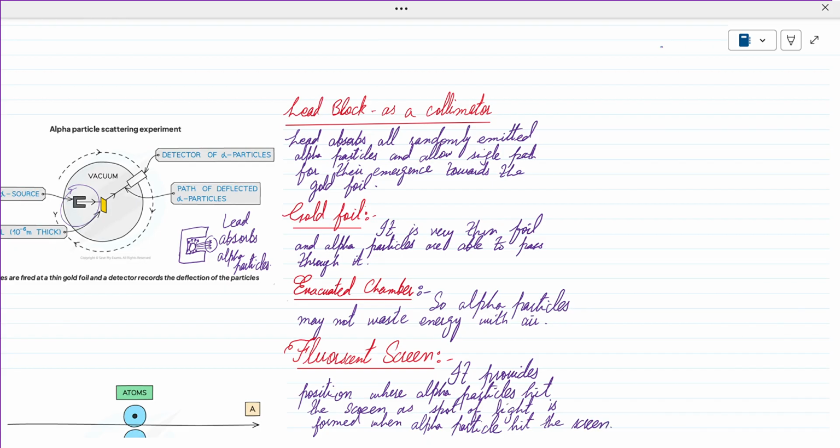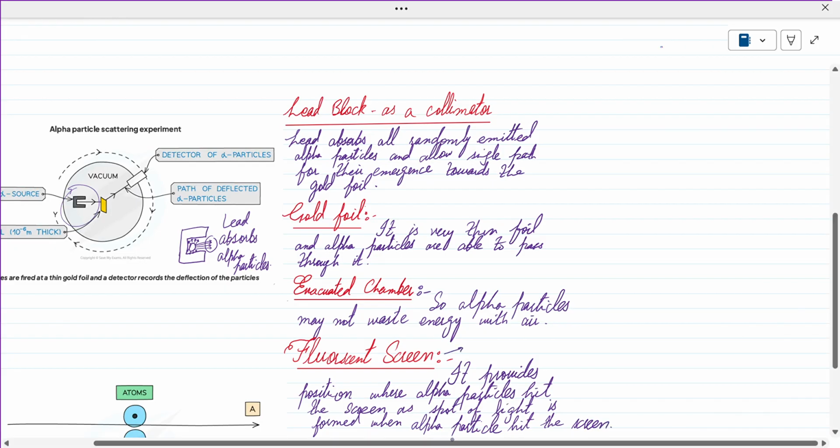And one thing more, it is made up of zinc sulfide. Barium platinocyanide can also be used, but usually zinc sulfide is used for this purpose.